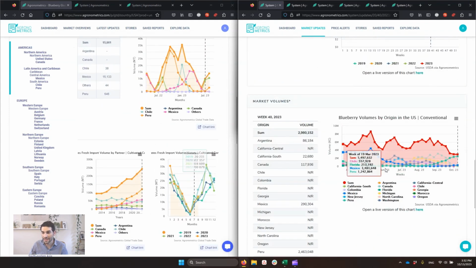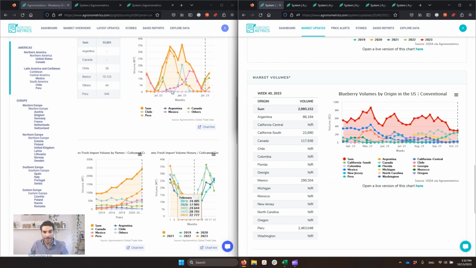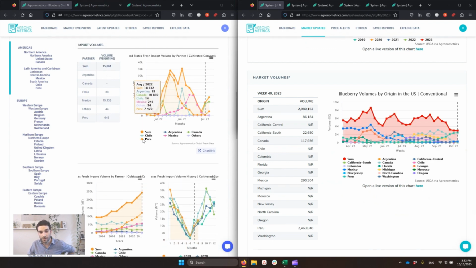We can see in the volumes, we have imports by origin, by trade partner. In the USDA, we've got not only the imports by trade partners, so here's Peru, here's Mexico, but we also have all the national production, North Carolina, Michigan, Florida, so on and so forth. That's a pretty big deal.